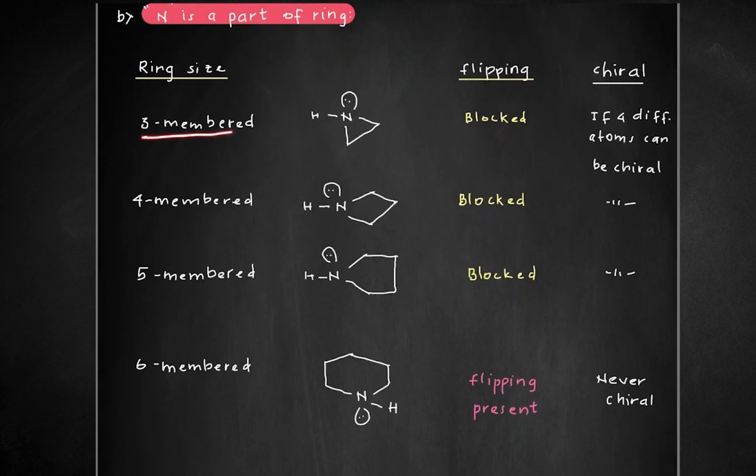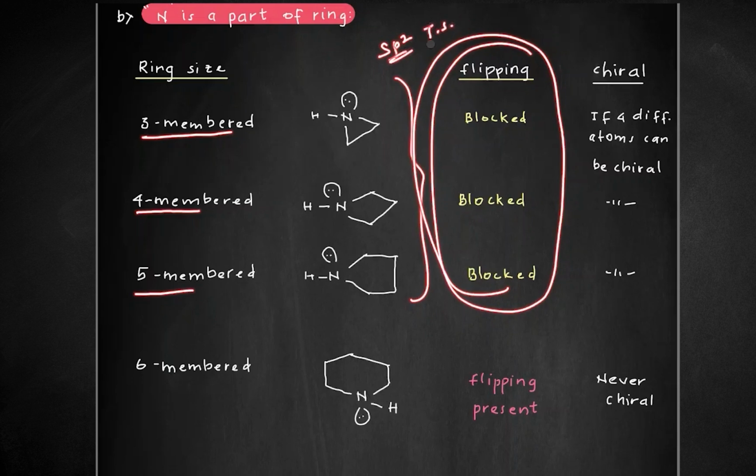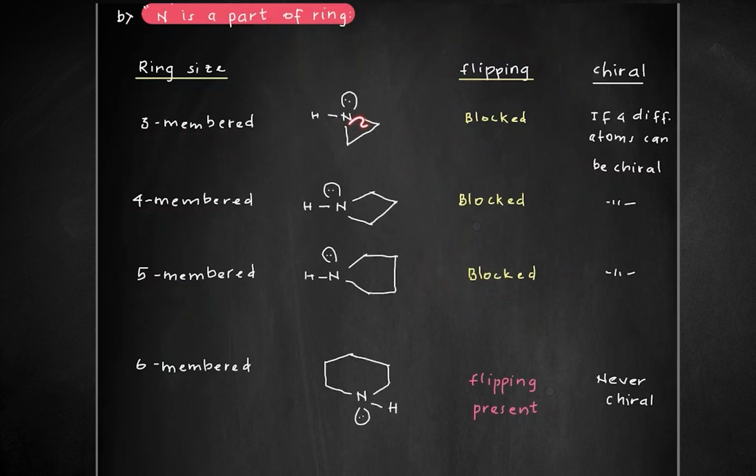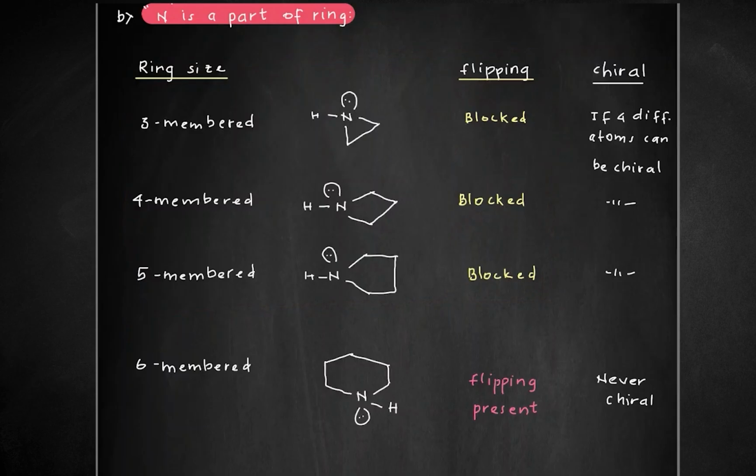When nitrogen is a part of a 3-membered, 4-membered or 5-membered ring, the flipping is blocked here, because the sp2 hybridized transition state cannot be attained as high strain will be there. Got it? So in 3, 4 and 5-membered rings, flipping is blocked. That means you can check for a chiral center. So in 3, 4 and 5-membered rings, if 4 different atoms or groups are present, then you will consider these nitrogens as the chiral center.